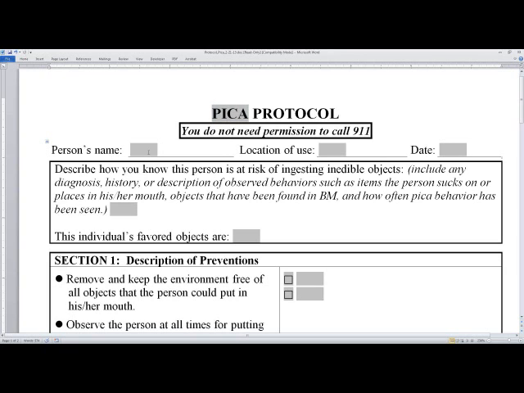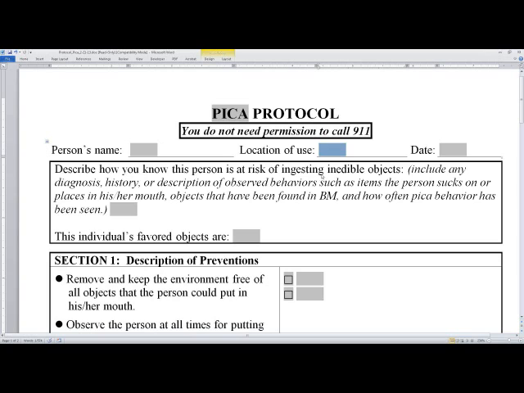Great. You've got other familiar things such as the person's name, where this is being used, and the date. I always look for opportunities to remind you of core pieces of support documents. That location of use is a good reminder that support documents are always tailored to the location where they're used. So we don't want to just see a Pica protocol that's for home and work, for example, if the person goes to work, but it would be a tailored protocol to each location.